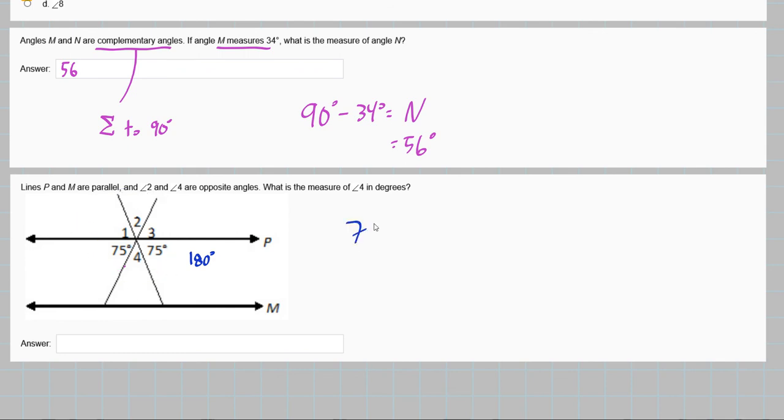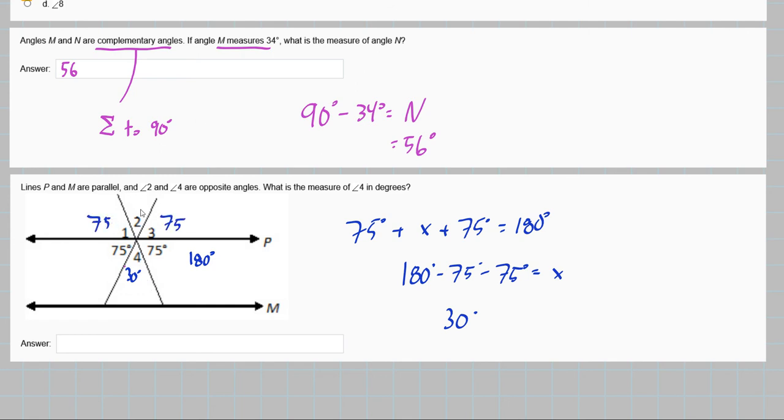So if we take 75 plus angle 4, we don't know it, plus the other 75 to get to 180, all we do is we take 180 minus 75 minus the other 75, and that's our unknown angle. So our unknown angle is 180 minus 75 minus 75. It's going to be 30 degrees. 75 plus 30 plus 75 is 180. Which means that this angle here is 75, this angle here is 75, and this angle here is also 30.